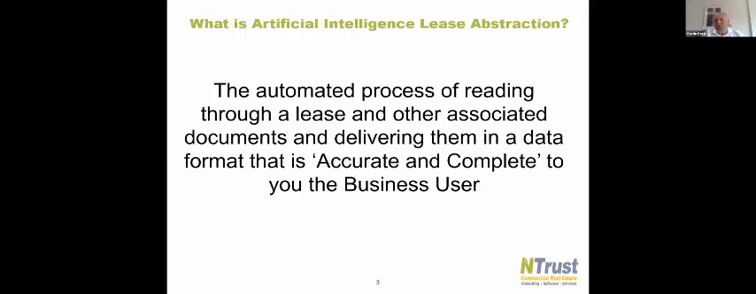So many of you may not know what we mean by lease abstraction. So I've just put a statement on screen that explains it. While it's quite a complex thing to actually do, it's very simple in what it's trying to achieve. So effectively, it's an automated process of reading a lease, but a lease has multiple documents. It's not just the original lease. It could have numerous amendments which have to be read through, and then delivering that information, that data, back to the business user in a complete data set, but also importantly, an accurate data set.